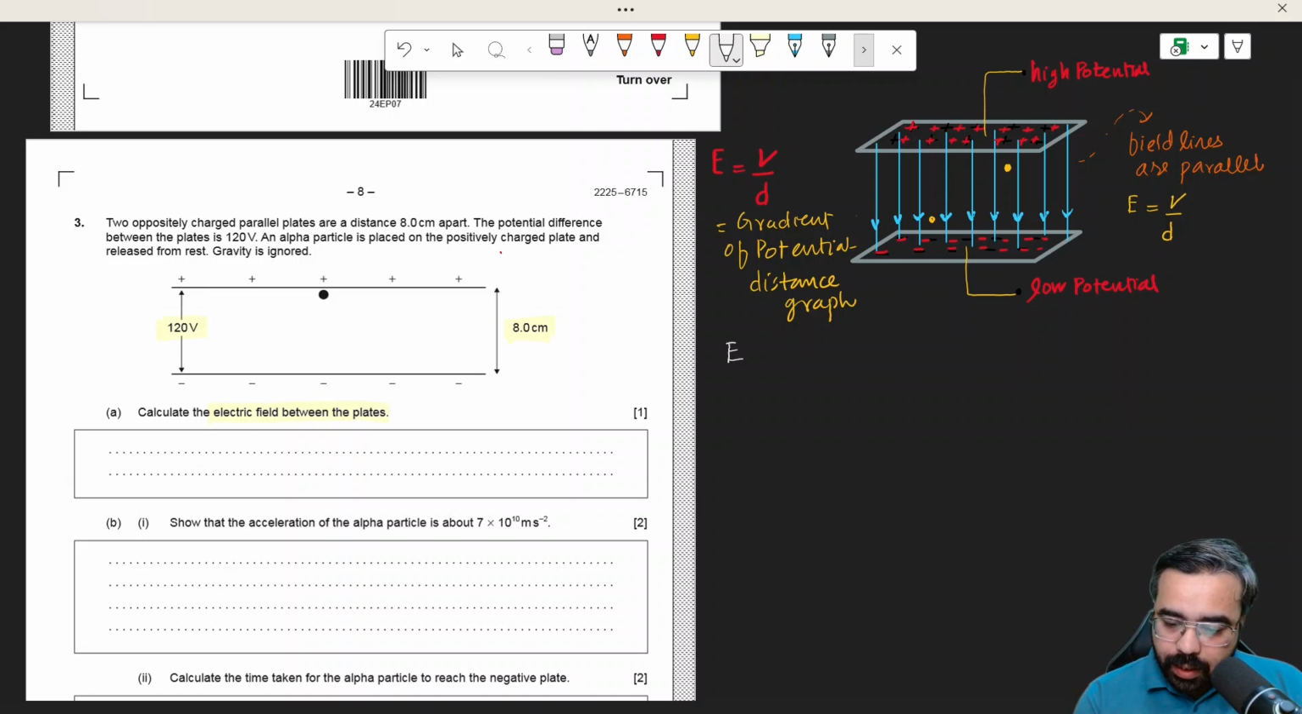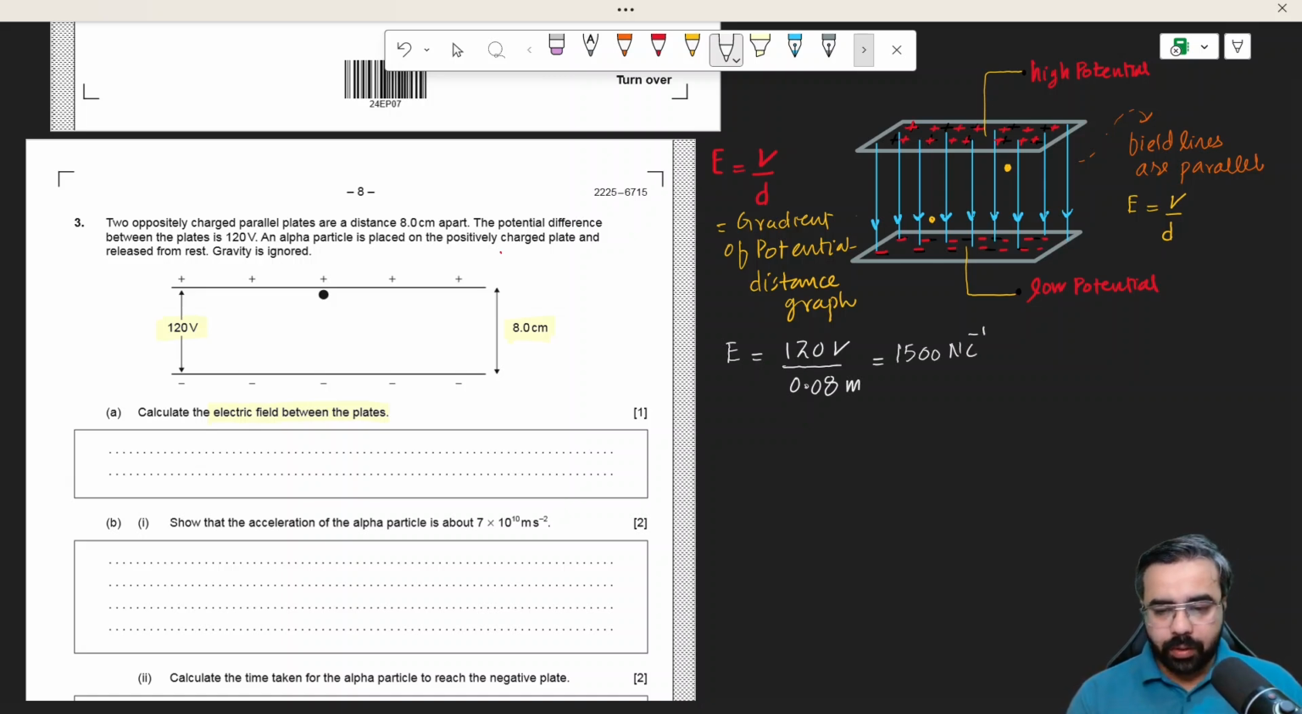So E is equal to 120 volt divided by the distance between them, which is 0.08 meter, right? And its answer is 1500 Newton per coulomb. And not only this, you can also represent it as 1500 volt per meter.